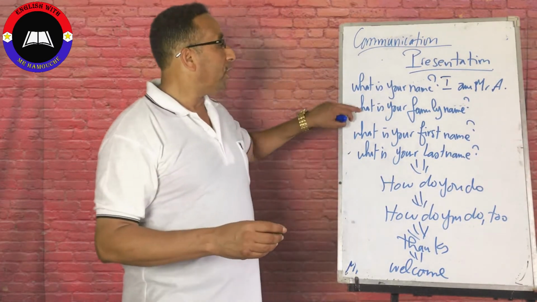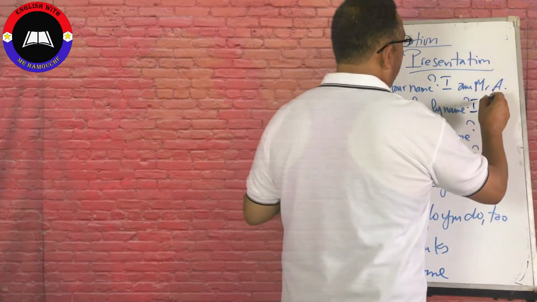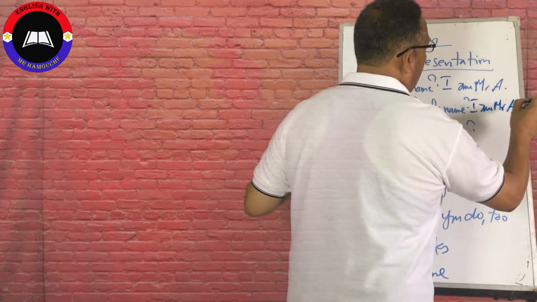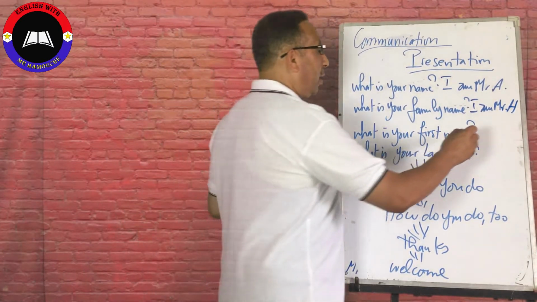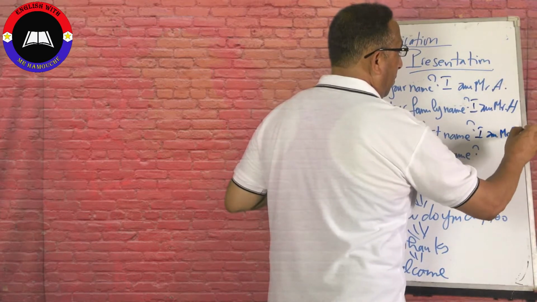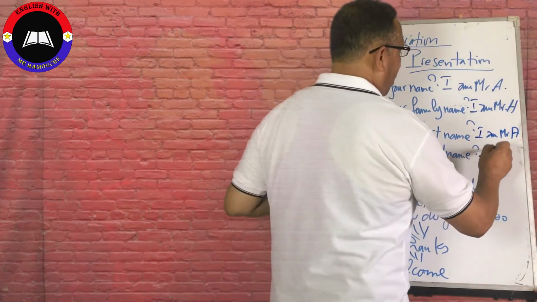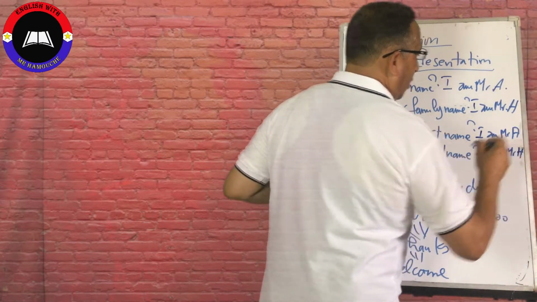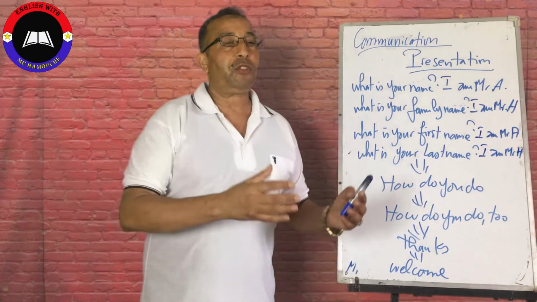Okay? What is your family name? I am Mr HAMOUCHE. What's your first name? I am Mr Abdleouahed. What's your last name? I am Mr HAMOUCHE. Okay? يعني so هذه الأسئلة والأجوبة.